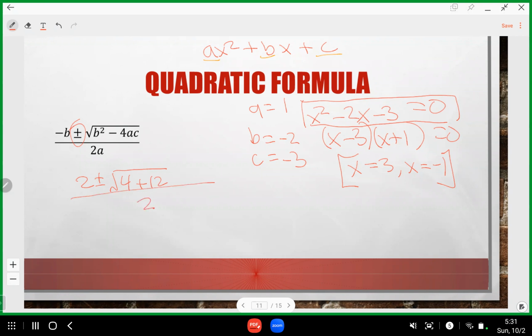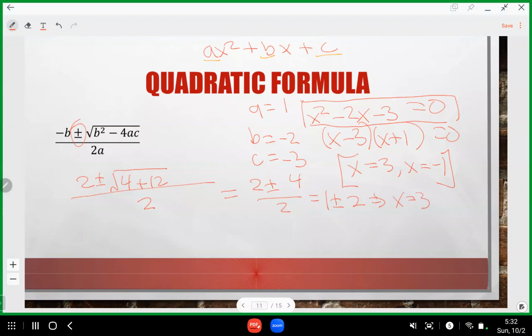Great. So now let's solve. Let's see. 2 plus or minus square root of 16. The square root of 16 is just going to be equal to 4. And if you divide, it's just going to be 1 plus or minus 2. And what is 1 plus 2? It's going to be 3, right? x is going to be 3. And then what is 1 minus 2? It's going to be -1, right? So then you get a great solution here. Same solution, different method. All right.